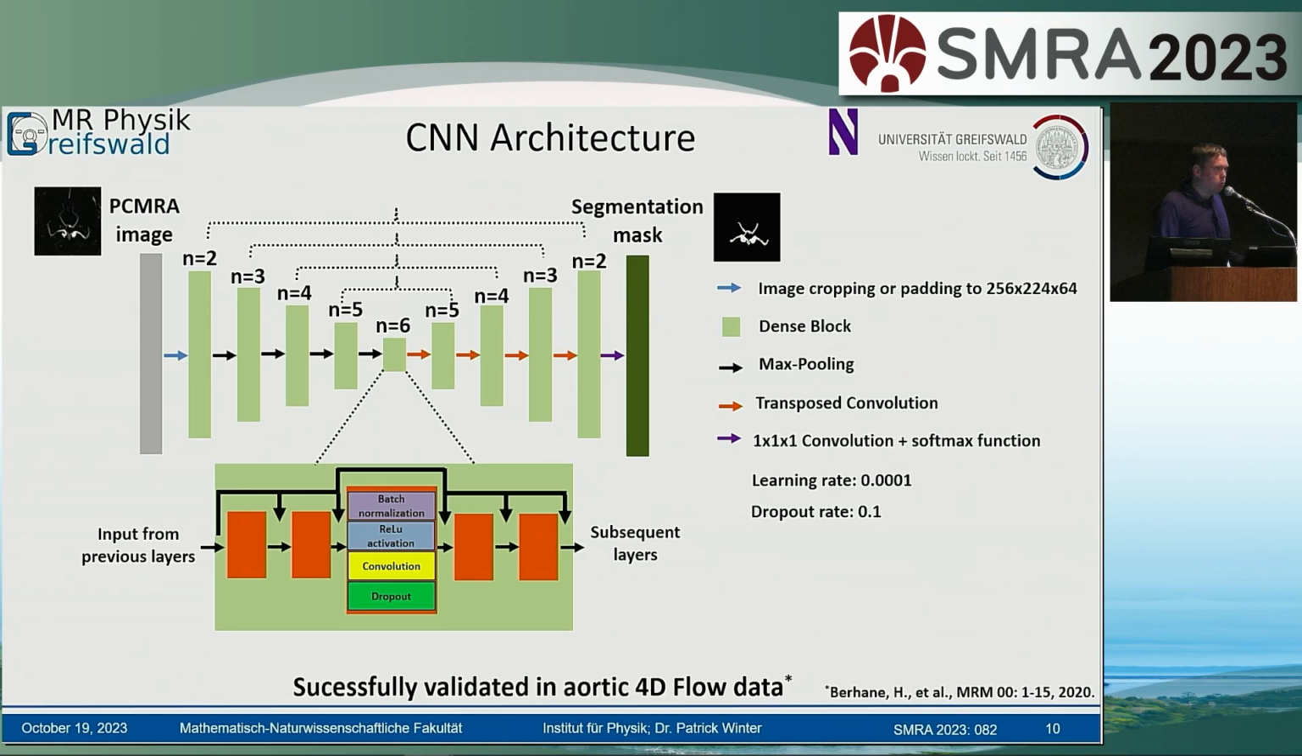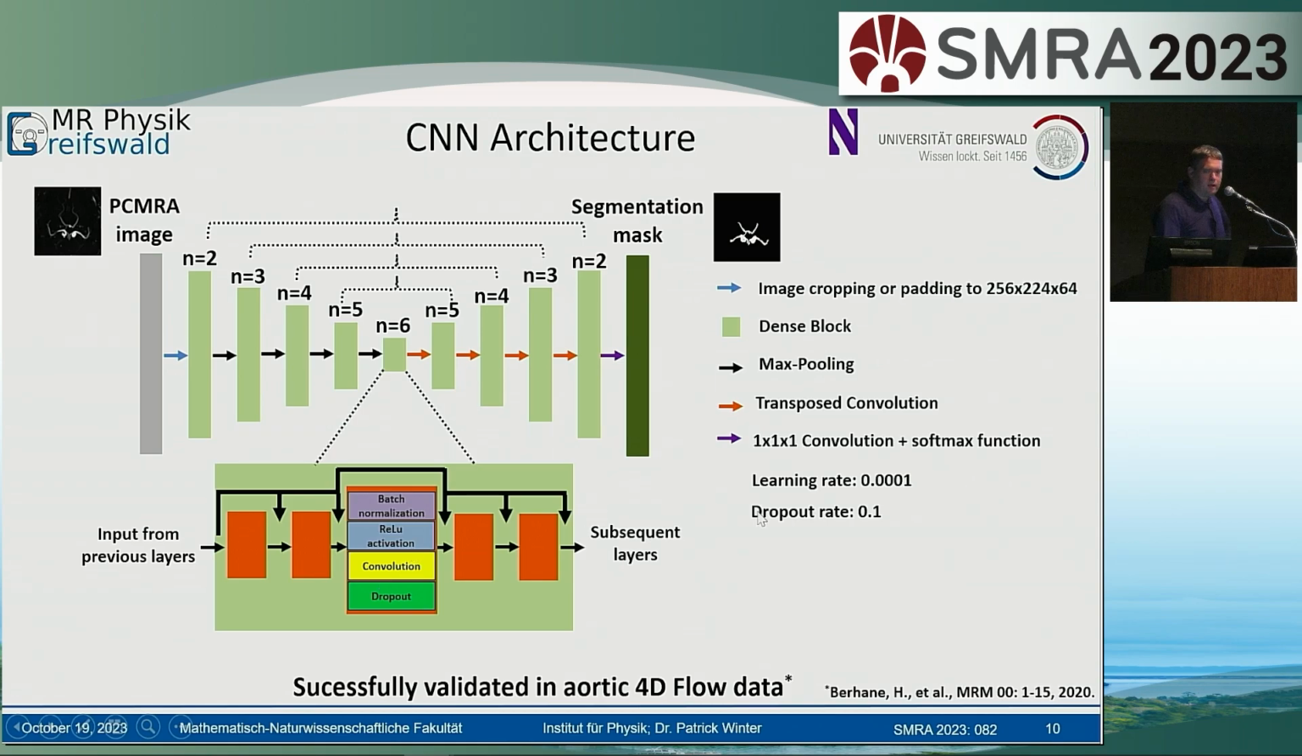Here you can see an overview over the network we used for the segmentation. This network was developed by Haben Behain, who actually has a talk later in the session. And this network was already successfully applied to a large amount of aortic 4D flow data, which can be seen here in this paper. And Haben's network consists of a 3D U-Net. However, Haben added these so-called dense blocks, and in these dense blocks you have a batch normalization, a rectified linear activation function, 3D convolution, and a dropout.